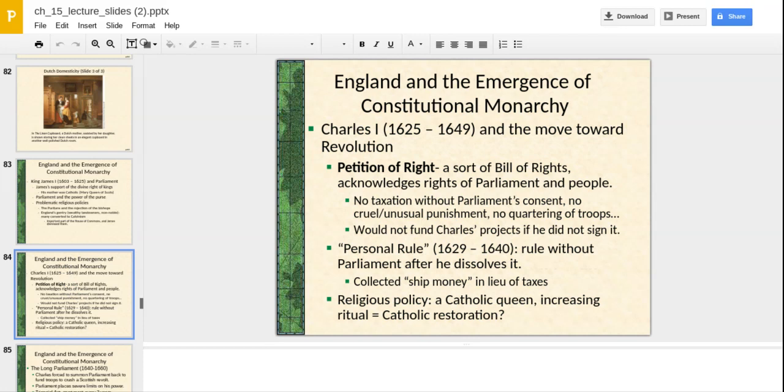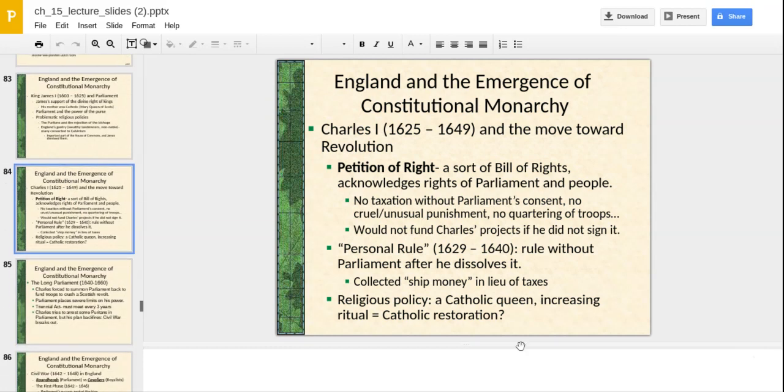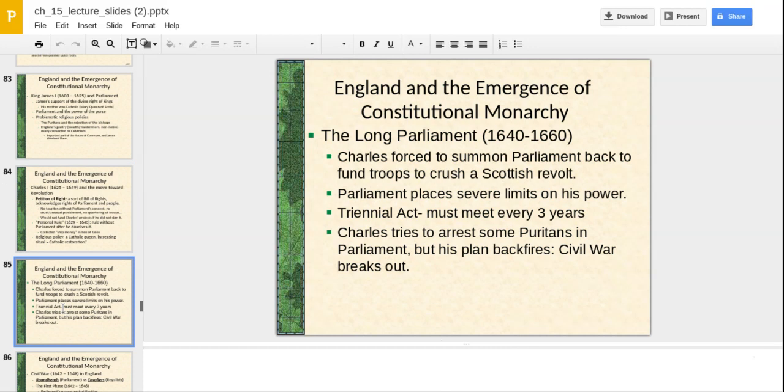Personal rule, this period from 1629 to 1640, it's a rule without Parliament. He dissolves it. And he basically collects money in different ways, taking taxes off of ship money and stuff like that, so that he doesn't have to get Parliament's permission for anything. Again, with Charles, they're fearing more that he's got a Catholic queen and they have a child, and is Catholicism going to be restored, and that's freaking people out. So there's going to be an issue here.